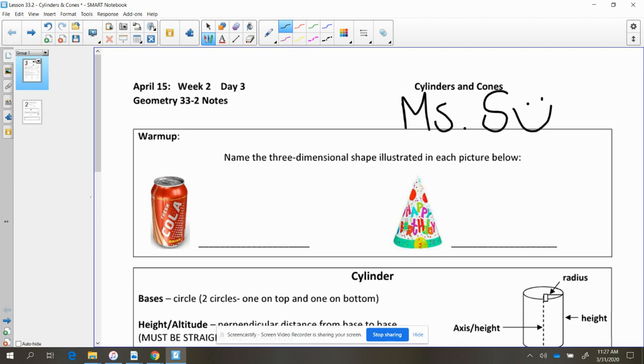This time we're going to shift our focus from prisms and pyramids to cylinders and cones. So as your warm-up today, take a moment on your own and try to name the three-dimensional shape that could be represented by both of these real-life examples.